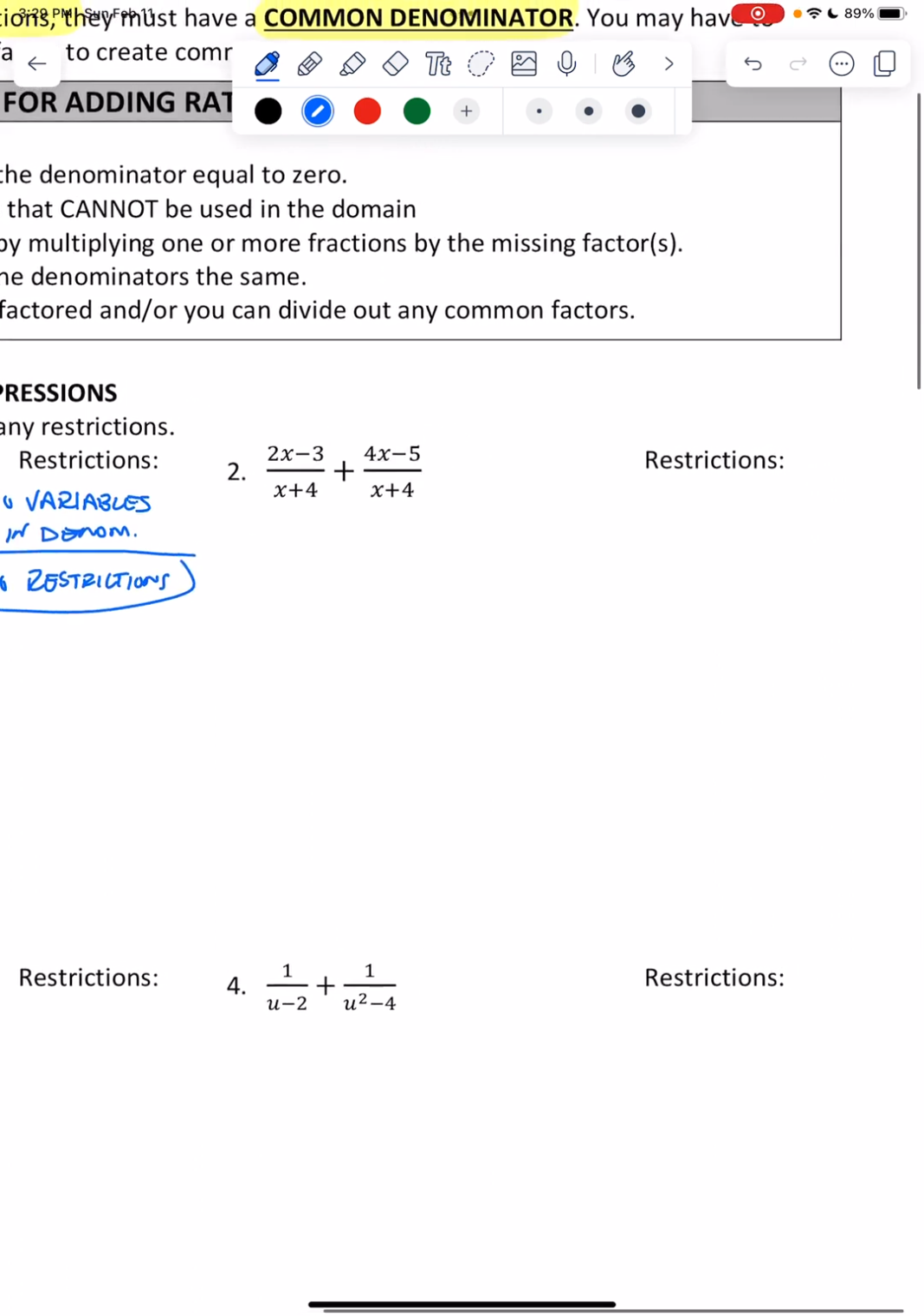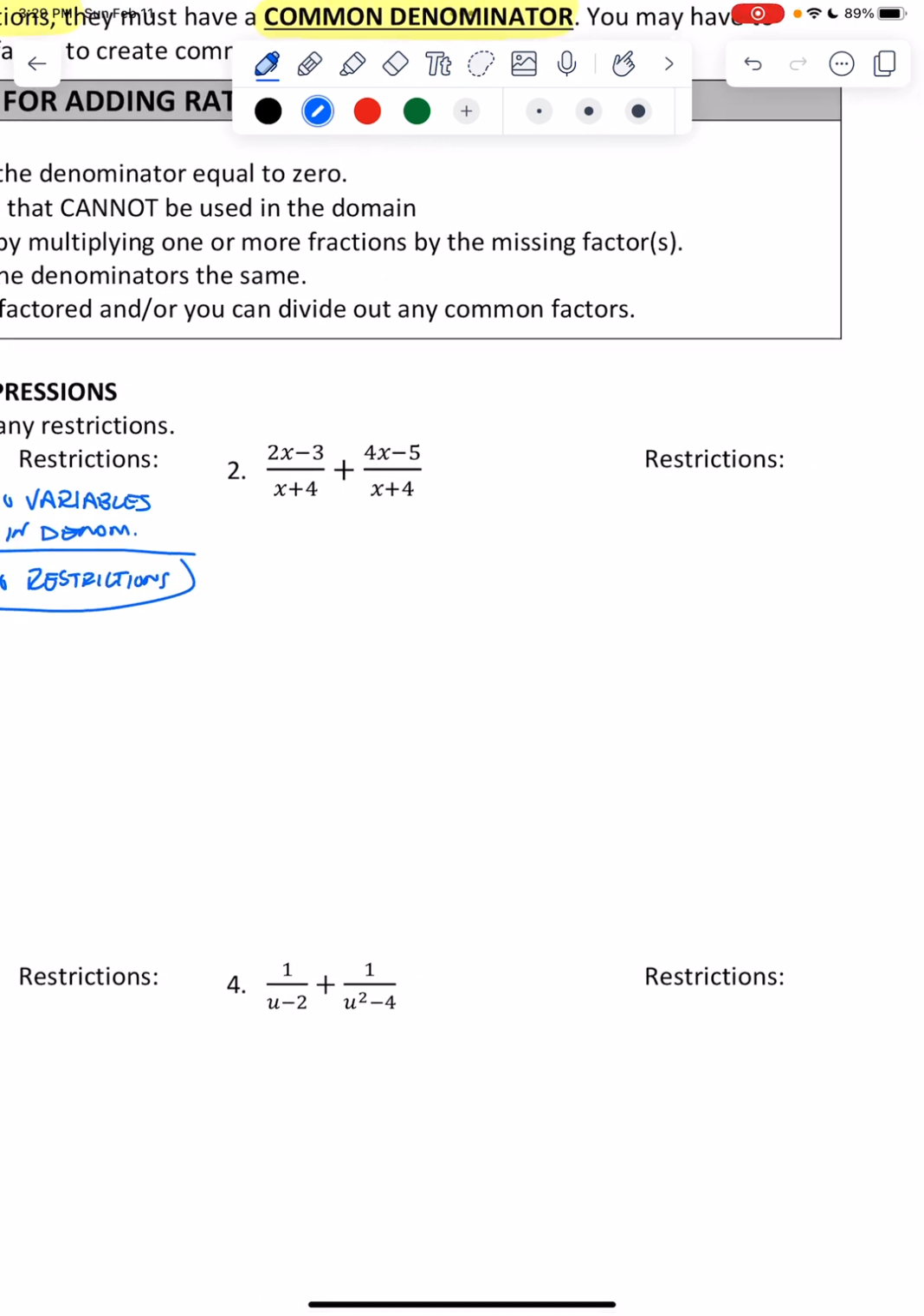Now, number 2. In number 2, everything's factored for us, so nothing to factor. We do have variables in the denominator, so we're going to work with restrictions. x plus 4 cannot equal 0, so subtract your 4. So x cannot equal -4. And then as we go through here, we look, the denominators are already the same. They're both x plus 4. So we can go ahead and add these together.